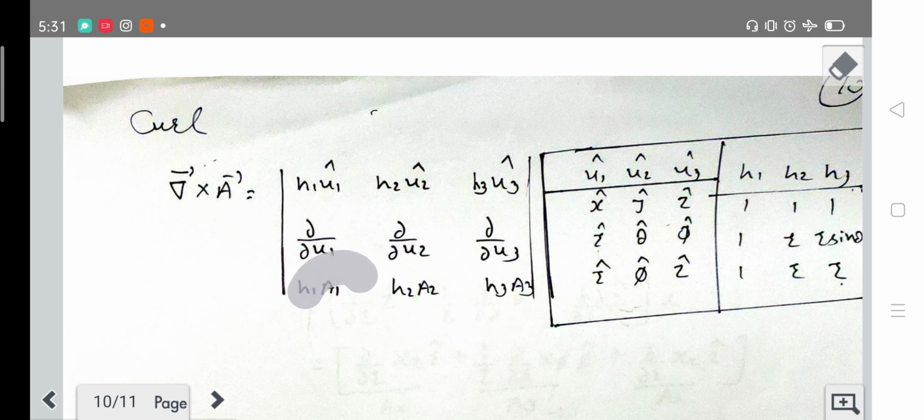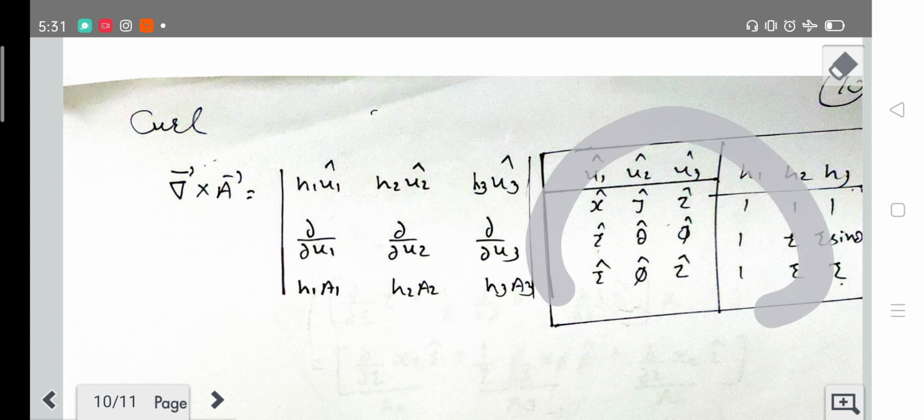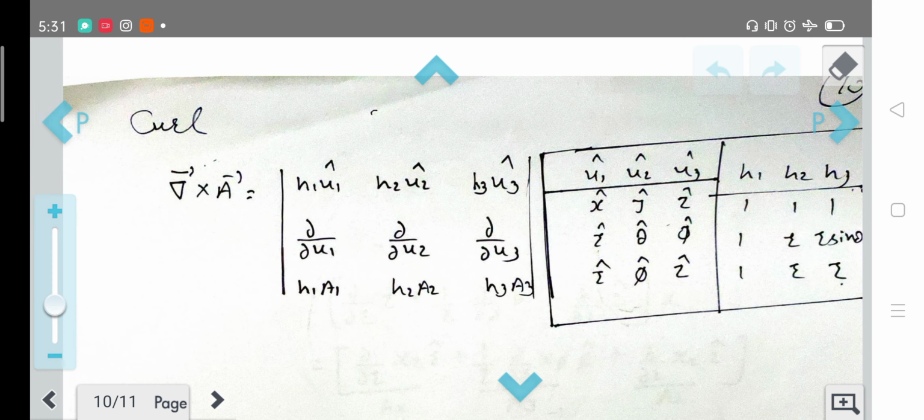Here a1, a2 and a3 will be the components of vector A, and we already know the values of h1, h2 and h3 and u1, u2 and u3 according to the coordinate system. So we have to just put the values of u1, u2 and u3 and h1, h2 and h3 in this determinant, and we will get del cross A.